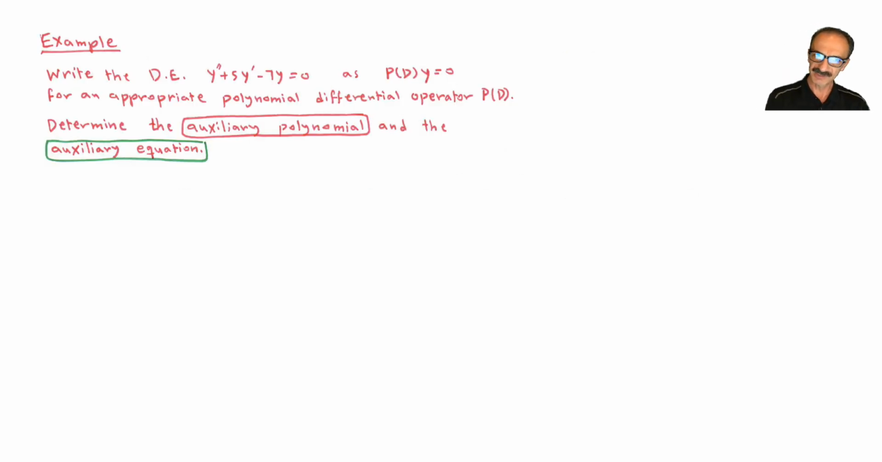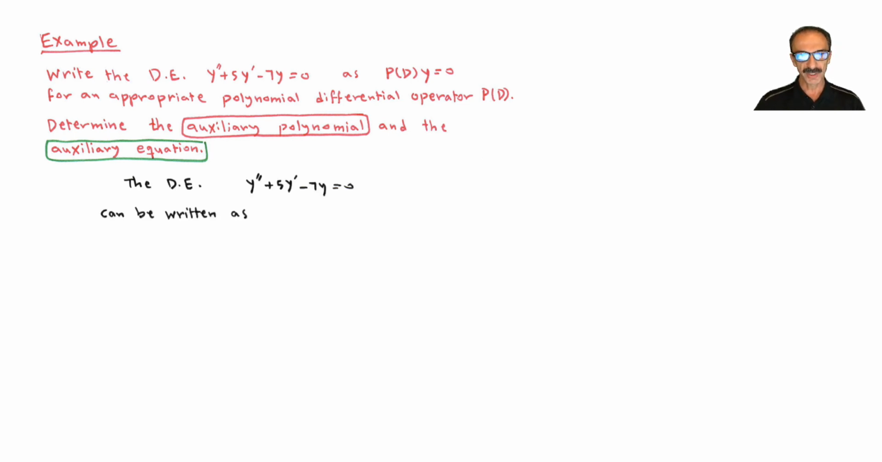Example. Even though it's called an example, it's just a general way of talking about what the auxiliary polynomial is. As you could see, they're marked, and the auxiliary equation. Write the differential equation y double prime plus 5y prime minus 7y equals 0 as P(D)y equals 0, for an appropriate polynomial differential operator P(D). Determine the auxiliary polynomial and the auxiliary equation.